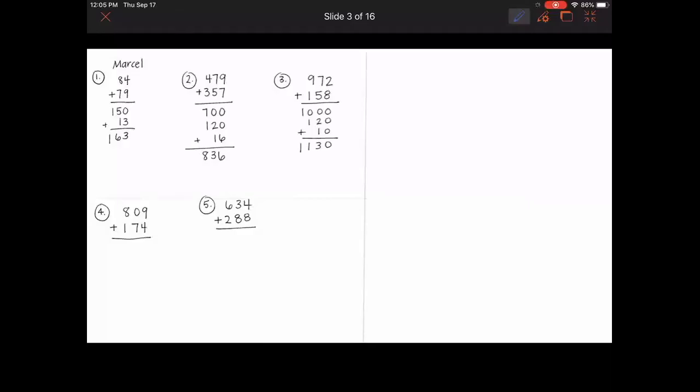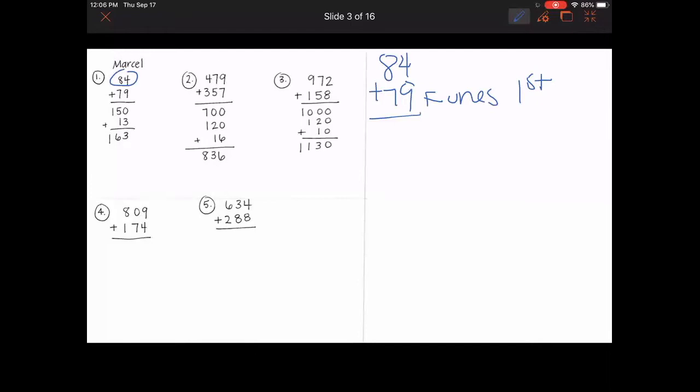So I want to start by explaining each of the different strategies we went through. I want you to notice here, Marcel is not thinking about 84. When we think about the standard algorithm, we think 84 plus 79. We've been accustomed to adding the ones first, starting from right to left. But if we look at Marcel's strategy, he's not thinking about 4 and 9 and 8 plus 7. Well, that's not how Marcel's thinking about it.